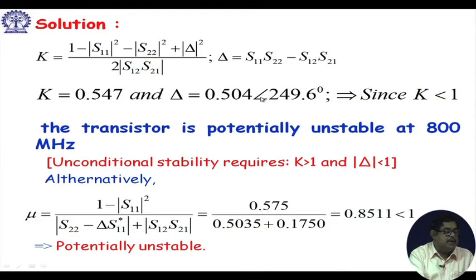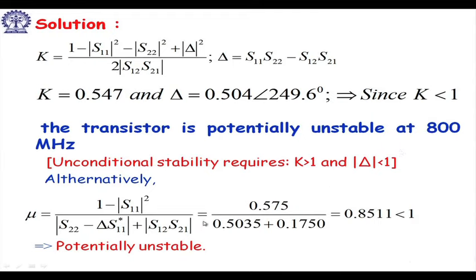So, it has failed there. Though the magnitude of delta is less than 1, K is less than 1, so it is potentially unstable. Also in the mu test, the value turns out to be 0.85, which is less than 1, but we know that mu needs to be greater than 1 for unconditionally stable. So, analytic stability checking indicates that this is a potentially unstable device.